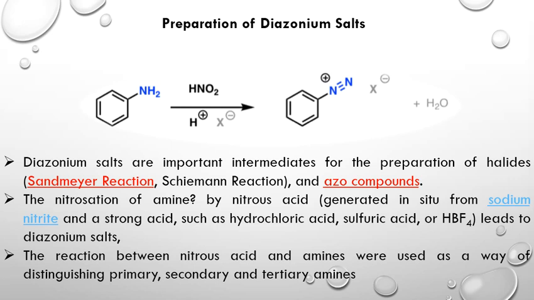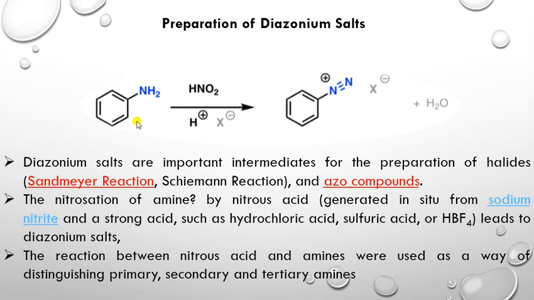This reaction includes the nitrosation of amine by nitrous acid, HNO2. The nitrous acid is generated in situ, which means prepared and used in the solution, from the reaction between sodium nitrite and any strong acid like hydrochloric acid or sulfuric acid to produce diazonium salt. So this is the general structure of diazonium salts.